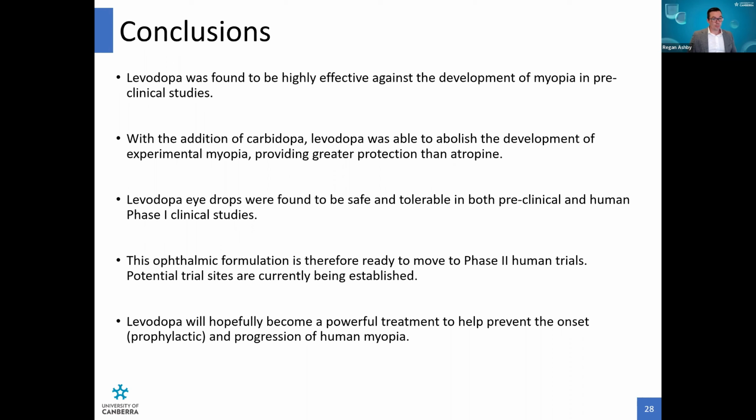So our strongest hope is that levodopa will become a powerful treatment to help prevent the onset and progression of myopia. And it really does have a really strong potential to act as a prophylactic, in which we can determine kids that are pre-risk to developing myopia and start having them be treated with levodopa, which is a naturally occurring compound within our body. The hope is, therefore, we never see onset and that we don't have to deal with simply trying to inhibit progression.